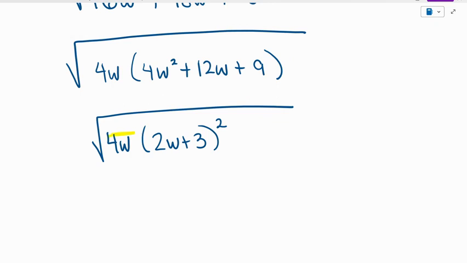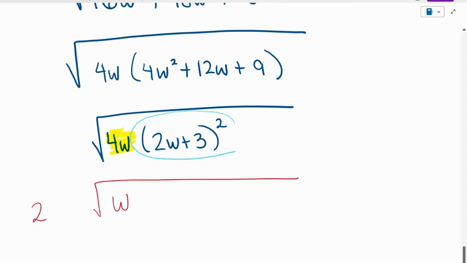So I'm going to first work with the 4W. And I can have a pair of 2s there. So then we're left with still a W on the inside. Do we agree with that? But then, don't I have 2 of these? The quantity of 2W plus 3 and then another quantity of 2W plus 3? Isn't that a pair? So what does that tell us? That's a pair. What am I going to do? Take one out. 2W plus 3. Nothing left on the inside.